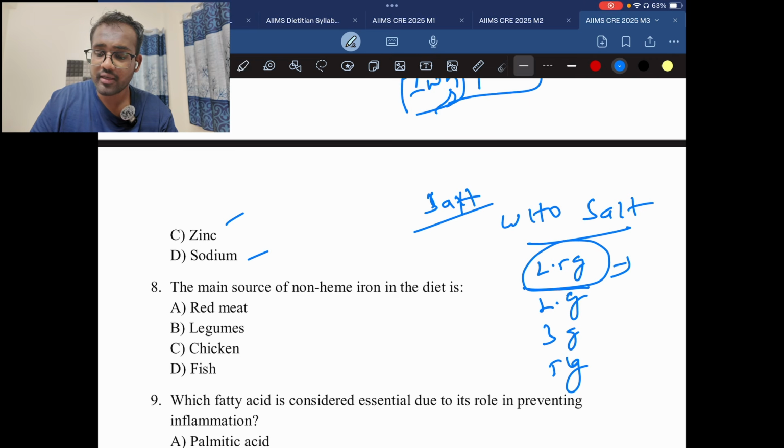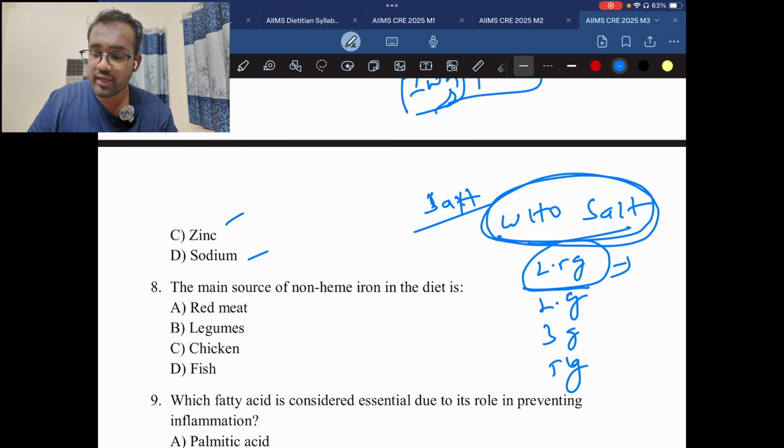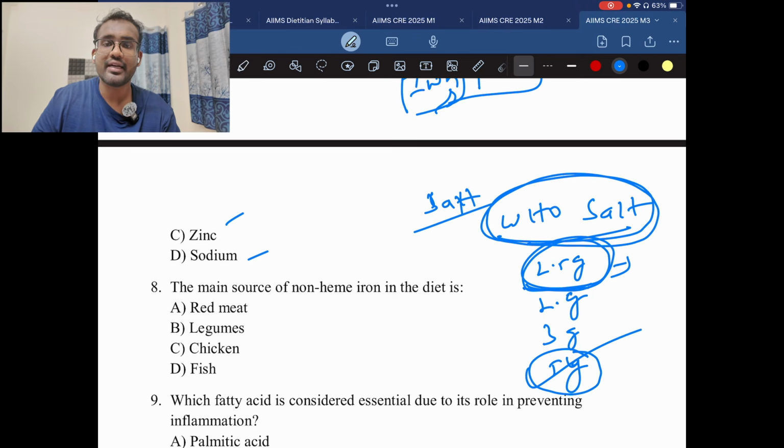They have asked, what is the WHO recommendation for salt? Salt. They have not asked for sodium. If they had asked for sodium, then you could go for 2.5 grams, which is the normal range. But they have asked for salt. The normal WHO requirement for salt is 5 grams. This is the correct answer.